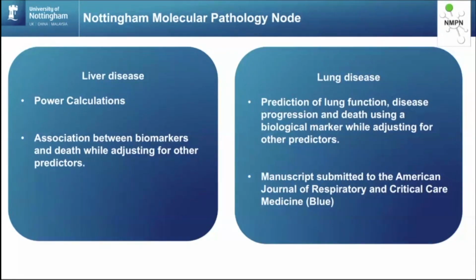Right. Now, DRS has delivered some projects with the Nottingham Molecular Pathology Node, and I just want to cite two projects we've worked on here. Liver disease, where we've actually done some power calculations for that project. We've also applied some survival analysis models to explain the association with death while adjusting for other biomarkers. We've also worked within the lung disease project, where we did a similar thing. And actually, this project has been submitted to a high impact journal, the American Journal of Respiratory and Critical Care Medicine, for publication.